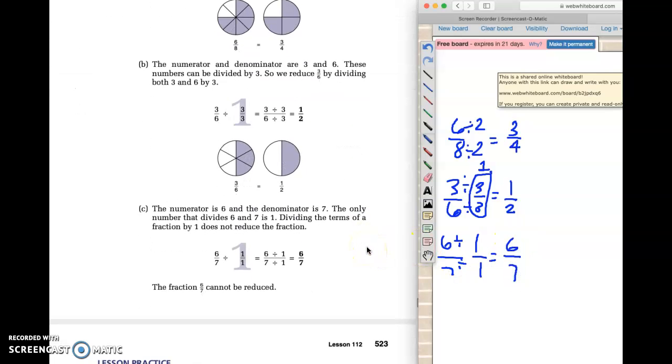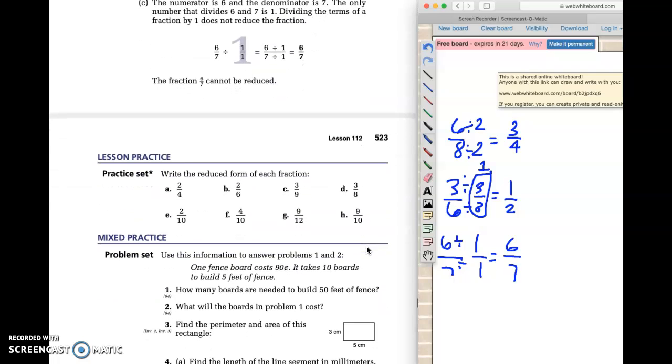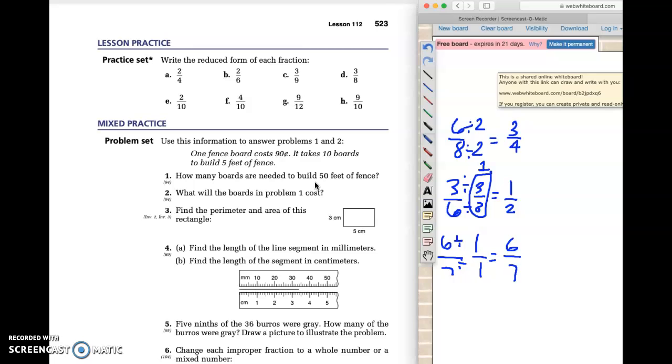All right. Moving on. Okay. So guys, go ahead and do the lesson practice. Make sure that you reduce each fraction, get it checked by a parent, and then hop over onto your mixed practice.